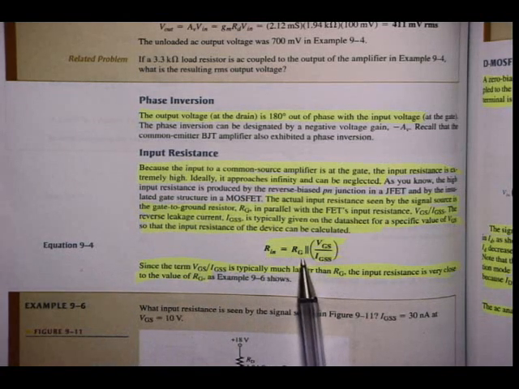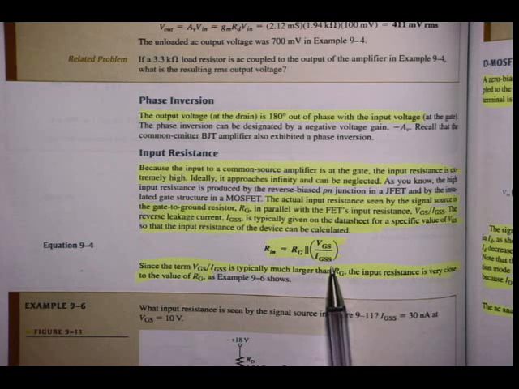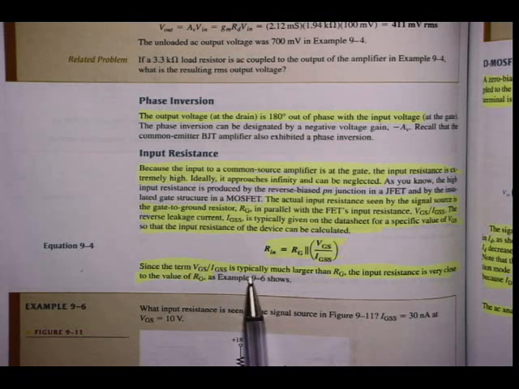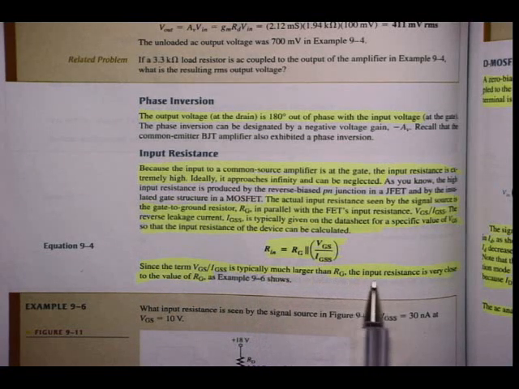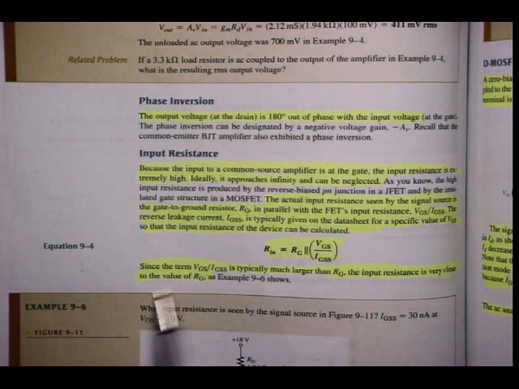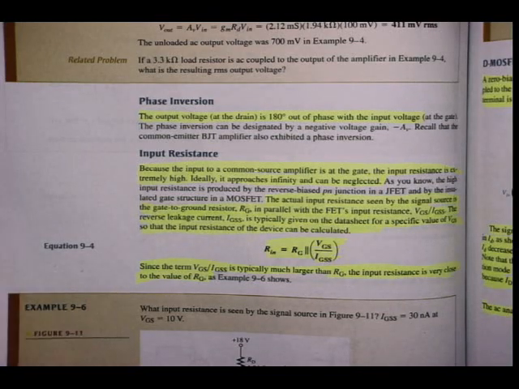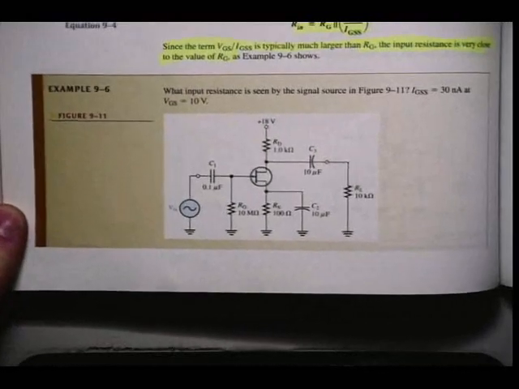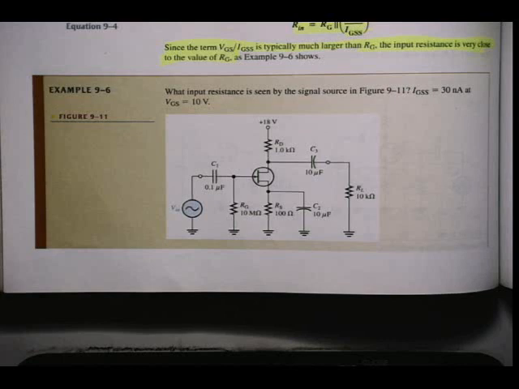So Rin is then RG in parallel with VGS over IGSS. Since the term VGS divided by IGSS is typically much larger than RG, the input resistance is very close to the value of RG. Alright, so we can just assume then that the input resistance is equal to RG. But if we look at example 9.6, the input resistance is seen by the signal source in figure 9.8. What is the input resistance? IGSS is equal to 30 nanoamperes at VGS of 10 volts.